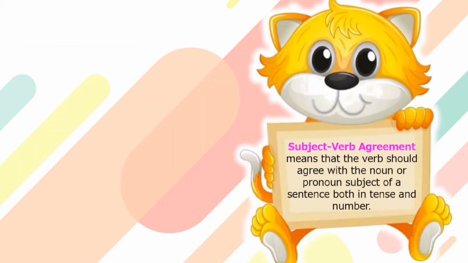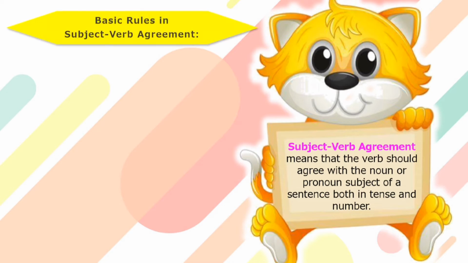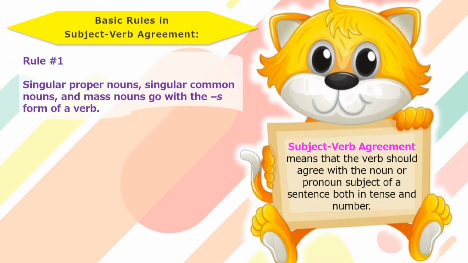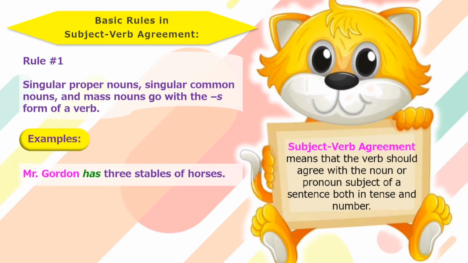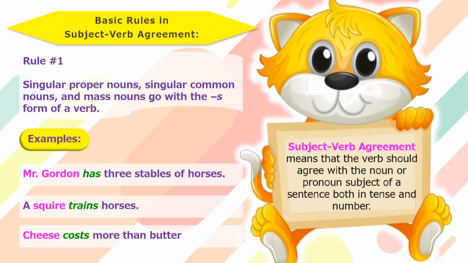Subject-verb agreement means that the verb should agree with the noun or pronoun subject of a sentence, both in tense and number. We have here some basic rules in subject-verb agreement. Rule number 1. Singular proper nouns, singular common nouns, and mass nouns go with the S form of a verb. For example, Mr. Garden has 3 stables of horses. A square trains horses. Cheese costs more than butter.